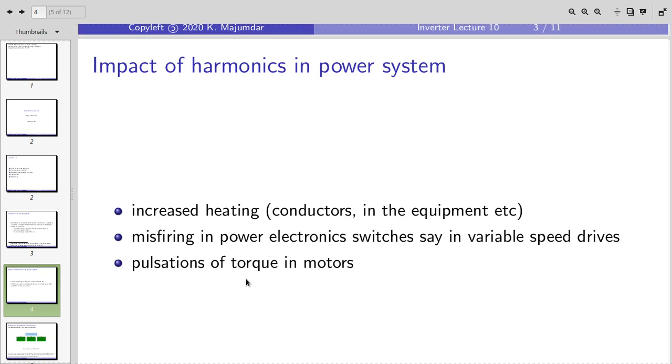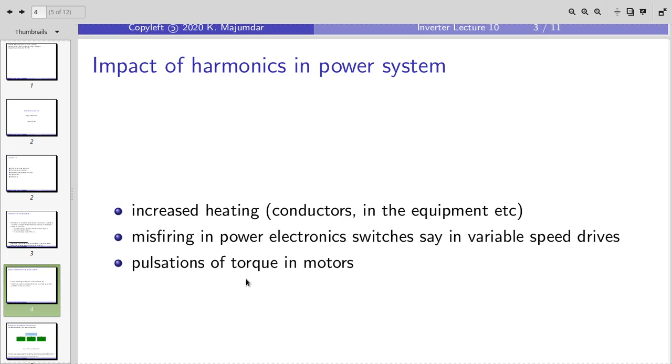Why? If the frequency increases, then the depth of penetration will be less. Then the area available for the current to flow will be less. As the area is less, the resistance of the conductor will increase, and your I square R loss is more. This is one point.